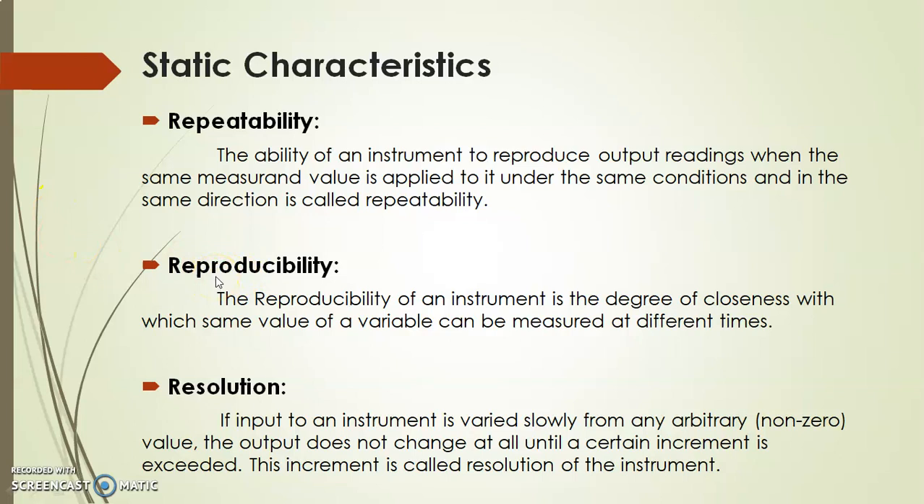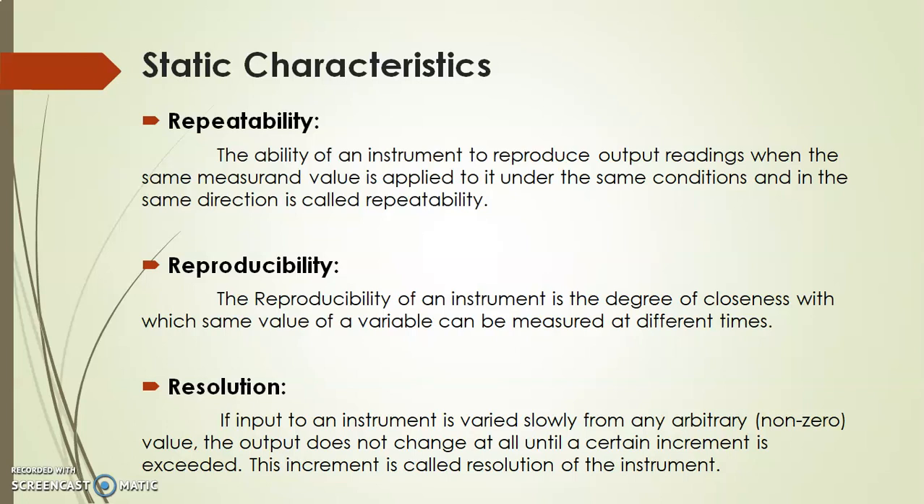Now the next characteristic is reproducibility. The reproducibility of an instrument is the degree of closeness with which the same value of a variable can be measured at different times. Here, what we can say is that the same output should be produced when the input is repeatedly given to the instrument.